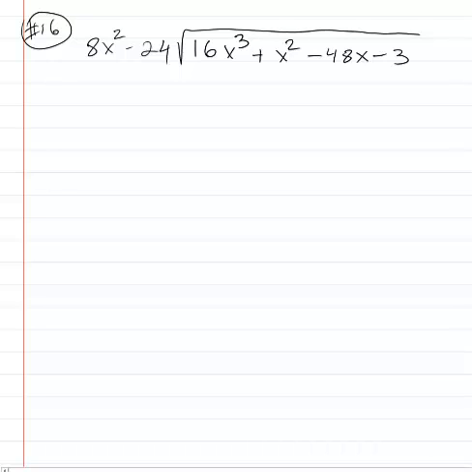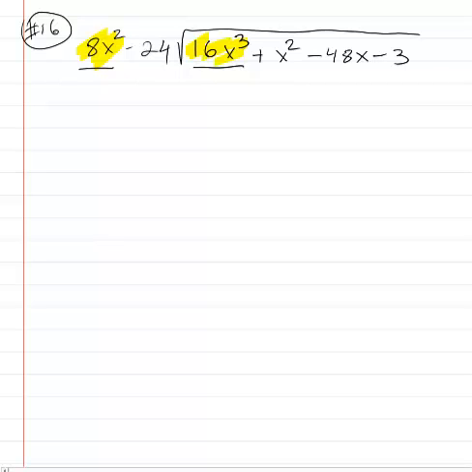Now, even if you're dividing by something that is not linear, something of a higher power, you will divide much quicker. Look at this. You start by dividing with the largest terms, right? So we have 16x cubed and 8x squared first. Okay, so we do that.